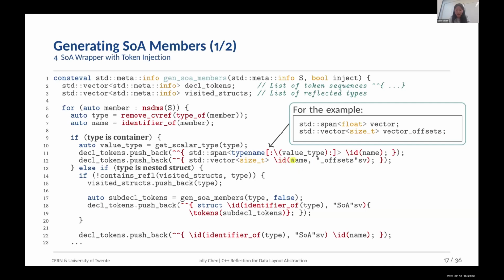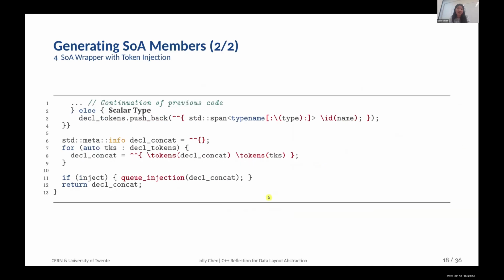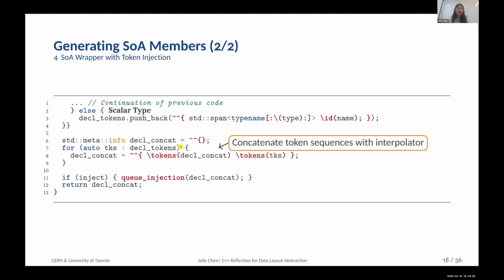And here you can see that we can concatenate the name of the original structure with a new string, such as _offsets. And we can recursively call this function to build a list of declarations. And we can concatenate the token sequences by using the interpolator \tokens, so that the list of token sequences becomes one token sequence.